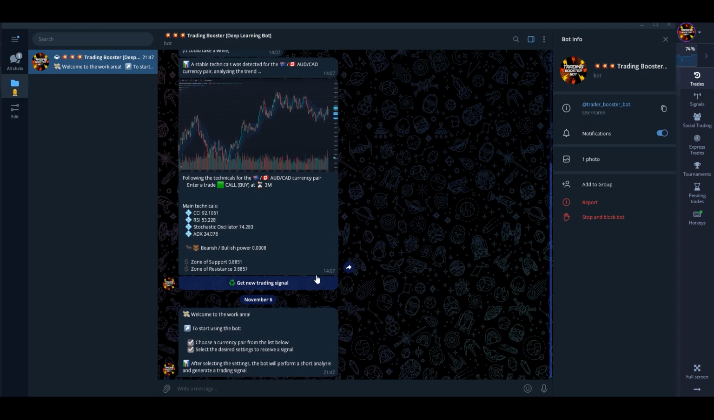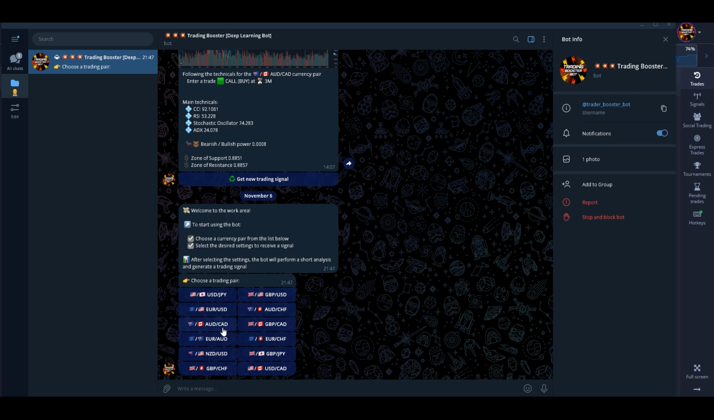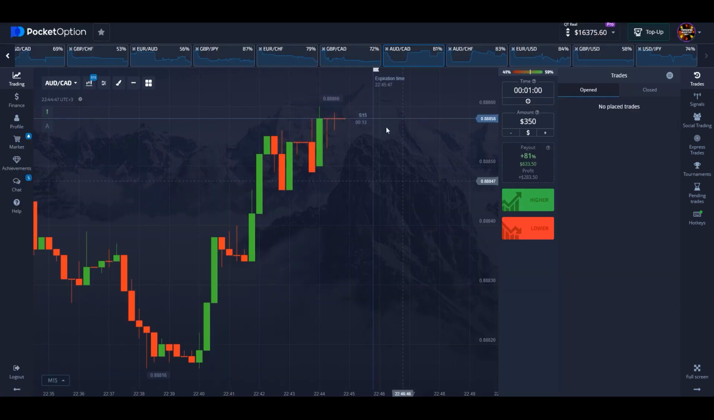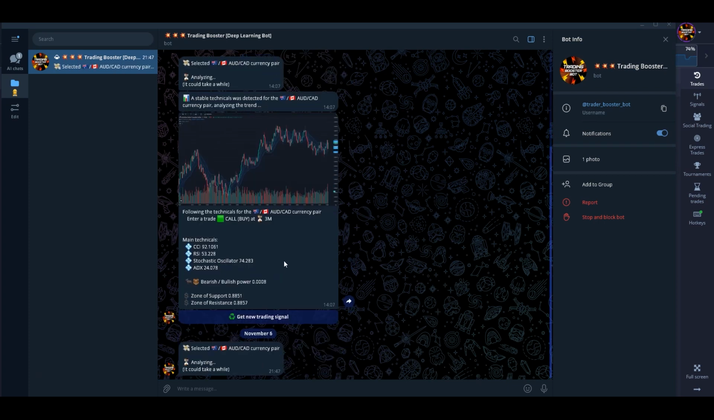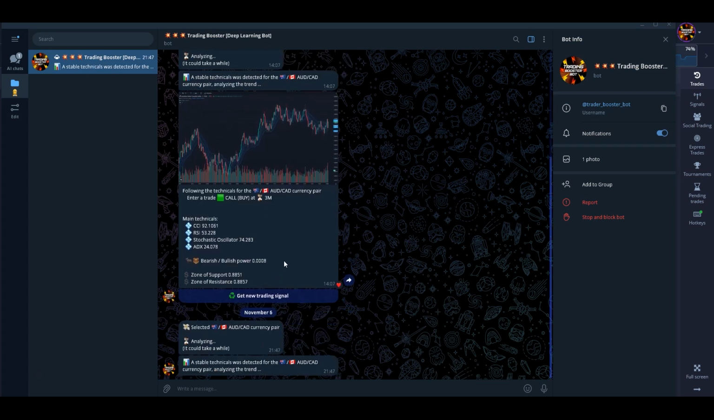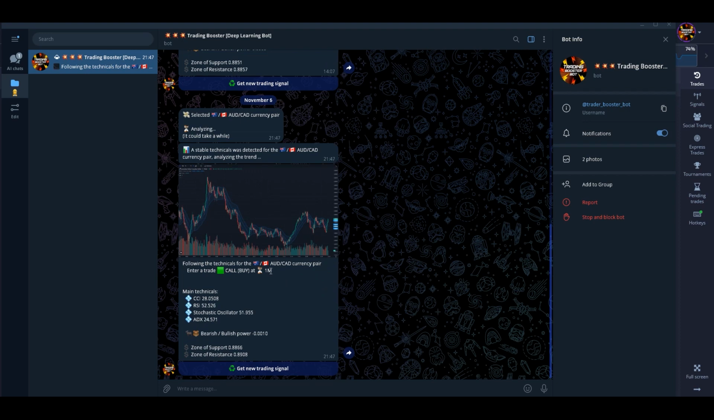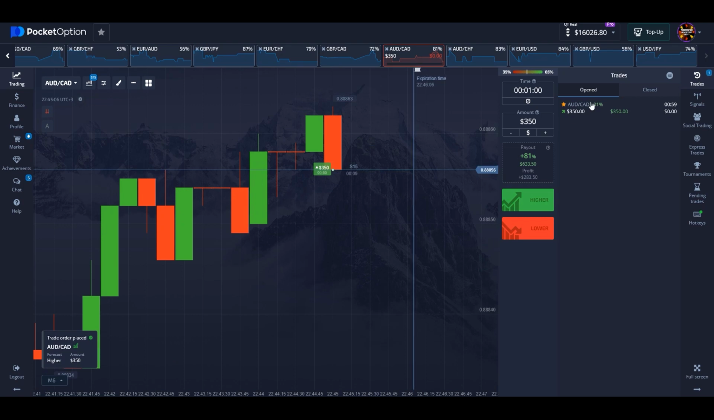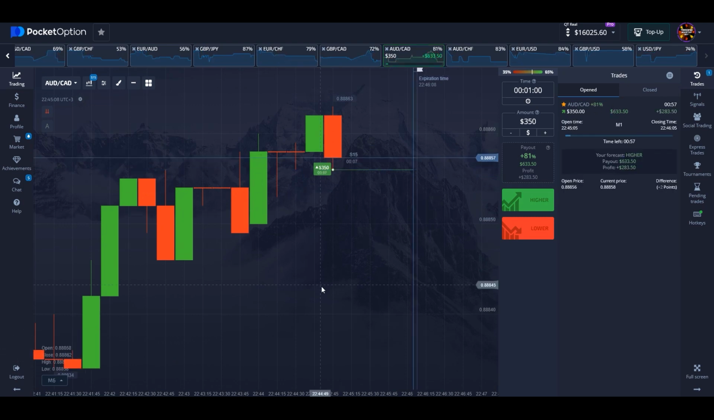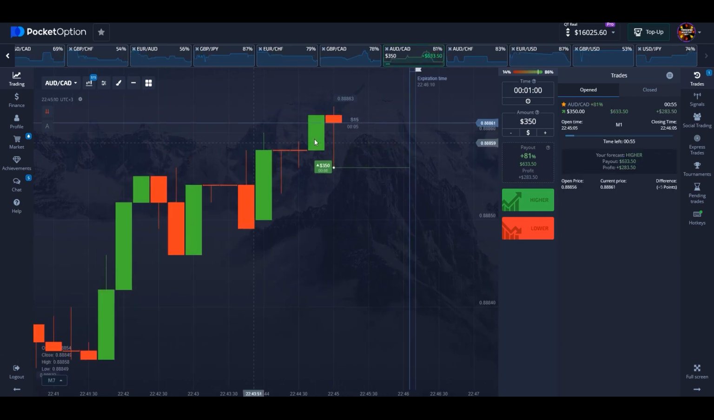I click get a new signal. I choose the AUD/CAD, yes, AUD/CAD. And the time of the deal is 1 minute. By the way, by your requests we have updated the bot and now it shows 1 minute, and I get a signal to go up. Let's open a deal right here because a candle only just opened and immediately plus 6 points.